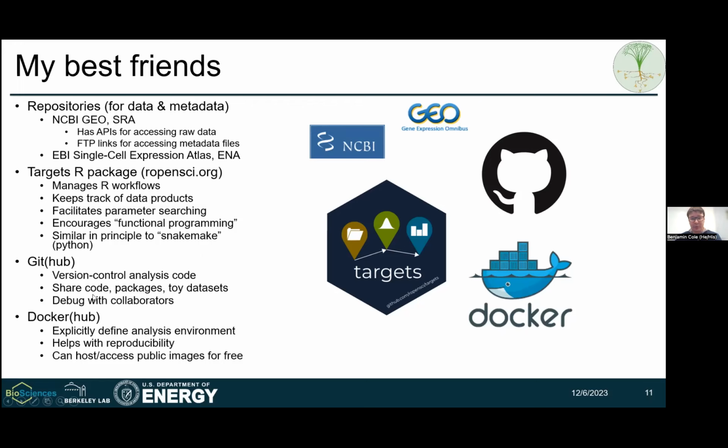GitHub is a great resource for housing your code because it can be open to the broader community, and it's easy to grab code snippets from GitHub. It also makes issue tracking and all of that a lot easier. And then Docker Hub, as I mentioned earlier, is a really nice tool to codify your analysis environment so others can reproduce your stuff.